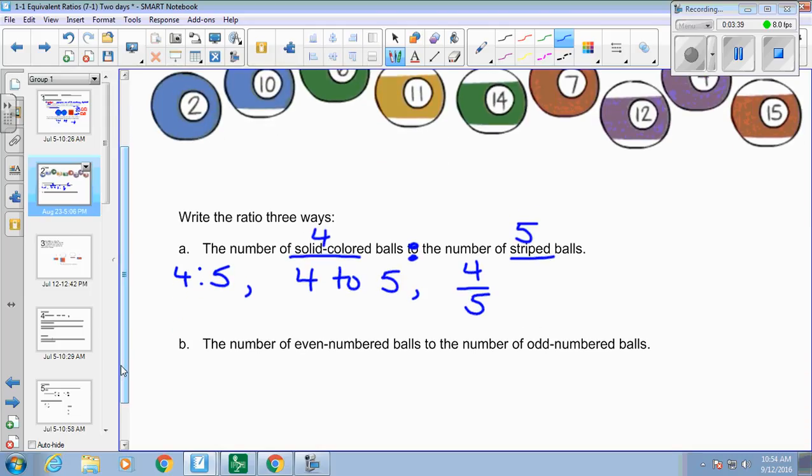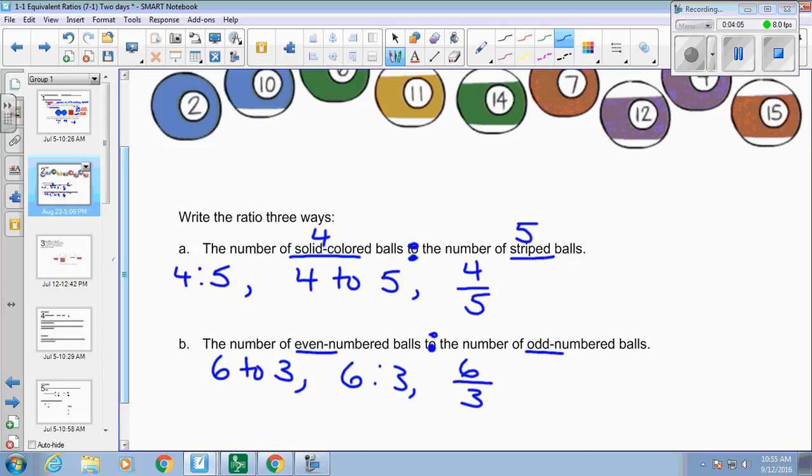B is asking for the number of even to the number of odd. So again, I like to just underline what it is that they're asking me to look for. I'm changing that word to a colon. And so I follow this in order from left to right. I'm looking for even to odd. There are 6 even, 3 odd. 6 colon 3 or 6 divided by 3.